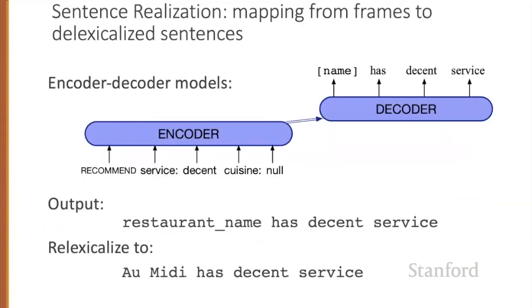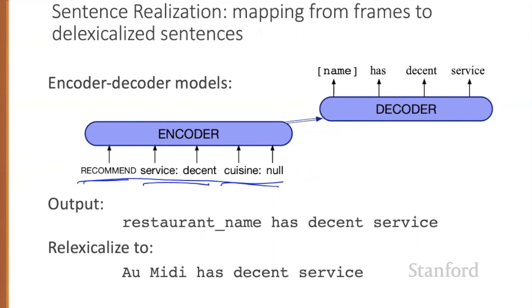Now, mapping from frames to delexicalized sentences can be done by encoder-decoder models trained on large hand-labeled corpora of task-oriented dialogue. The input to the encoder is a sequence of tokens that represent the dialogue act and its arguments. So the dialogue act recommend and the attribute value pairs service, decent, cuisine, null might be represented as just a flat sequence of tokens, each mapped to a learned embedding.